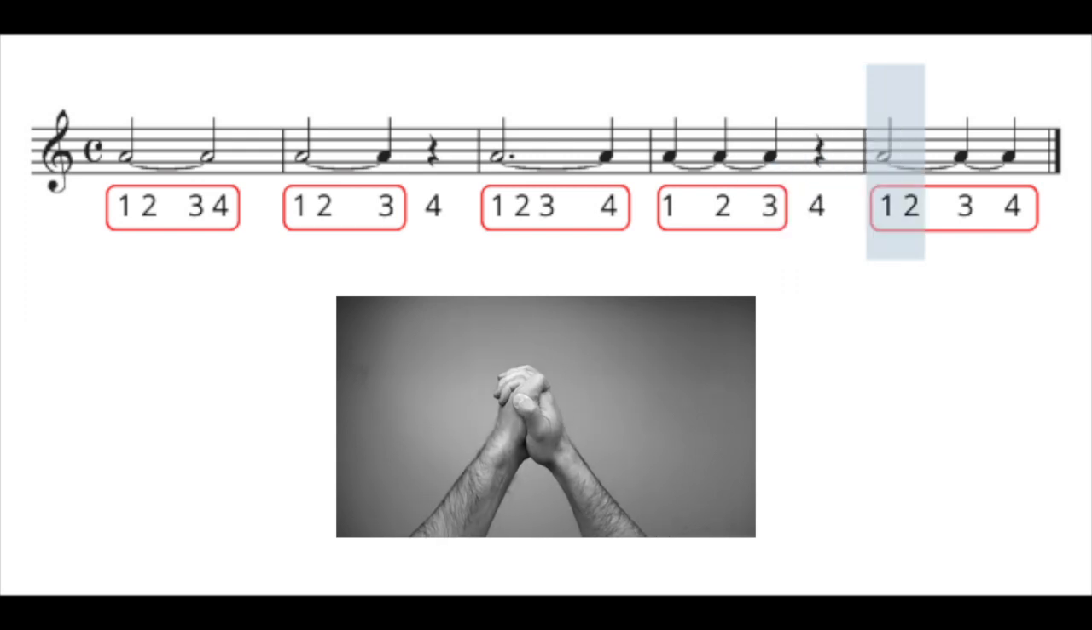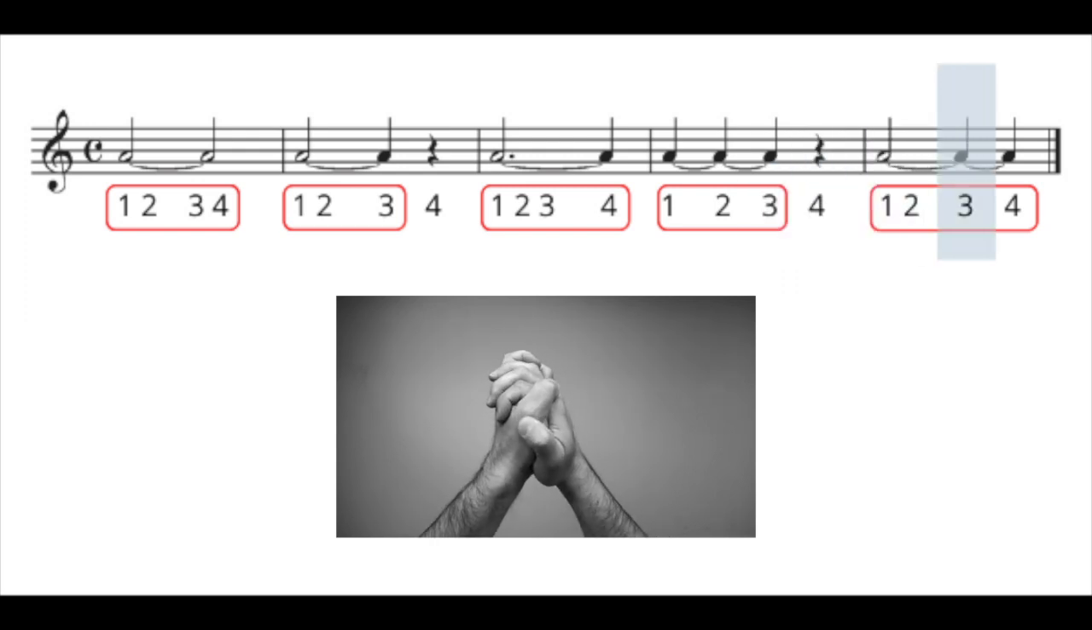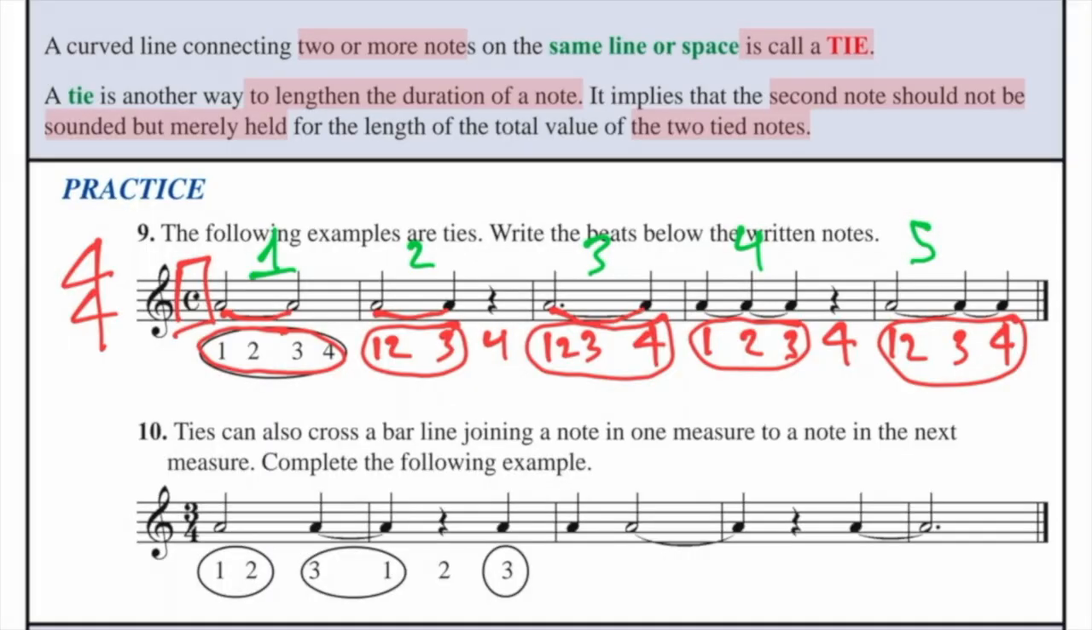1, 2, 3, 4. In the next example, we're going to learn that ties can also cross a bar line, joining a note in one measure to a note in the next measure. We want to first identify the time signature. 3/4 time signature informs us that there's 3 beats per measure, and the bottom number 4 tells us that a quarter note receives 1 beat.